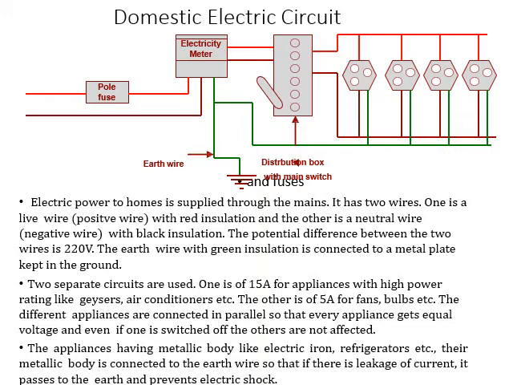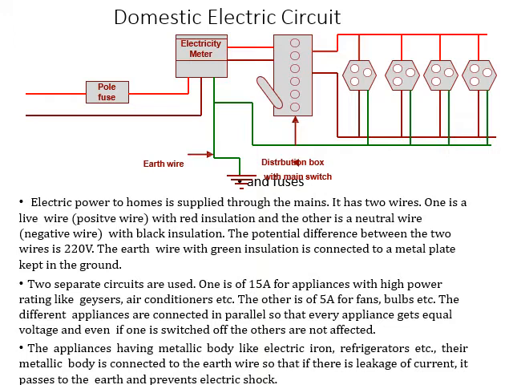Two separate circuits are used. One is of 15 ampere for appliances with high power rating like geysers, AC, etc., and the other is 5 ampere for fans, bulbs, etc. The different appliances are connected in parallel so that every appliance gets equal voltage, and even if one is switched off, the others are not affected.